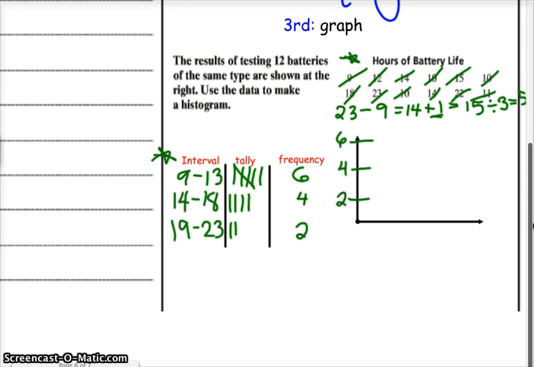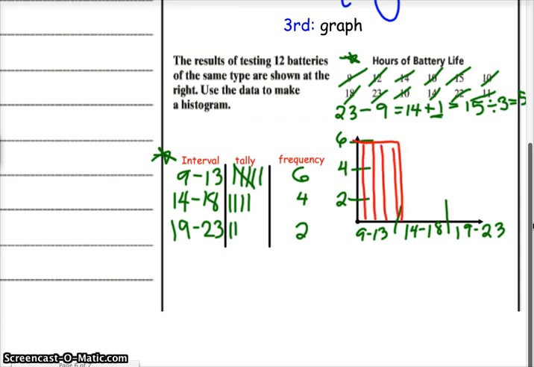And now I have 3 intervals, right? 3 interval options, so I'm going to turn this bottom axis into thirds. This is interval 9 through 13, 14 through 18, and 19 through 23. Now you'll see what will happen. It's all coming together. 9 through 13 occurred 6 times, so it looks like a bar graph. It is not though, because it has intervals. 14 through 18 occurs 4 times, and 19 through 23 occurs 2 times. That's it.